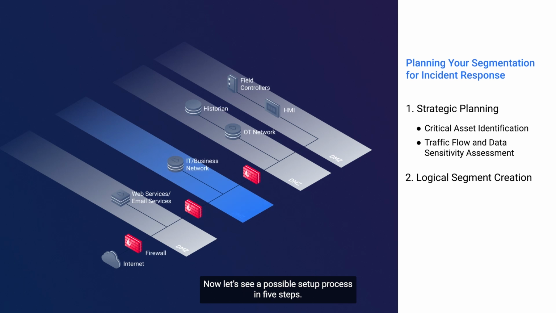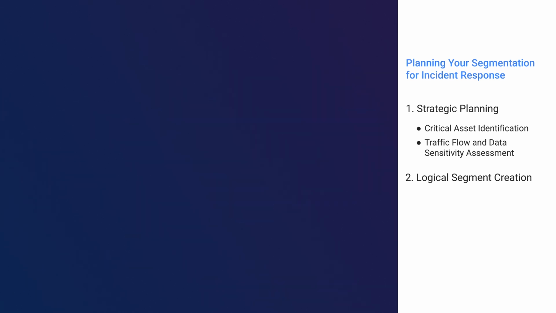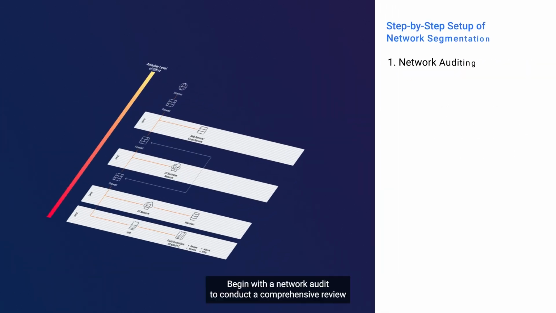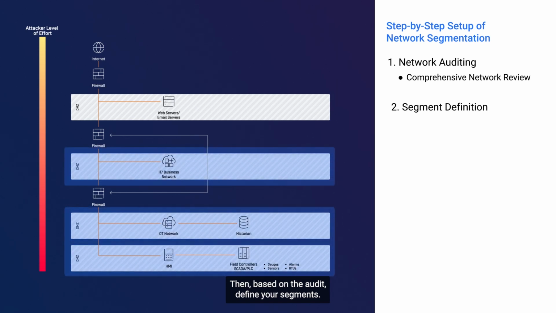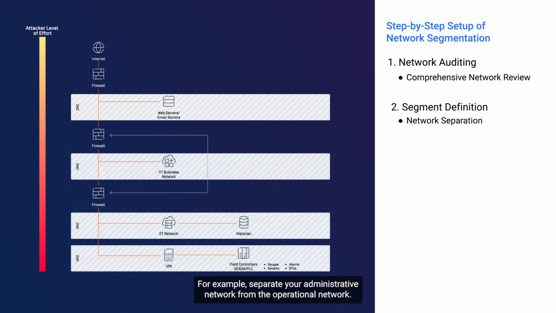Now let's see a possible setup process in 5 steps. Begin with a network audit to conduct a comprehensive review of your existing network and to identify all connected devices and understand their functions. Then, based on the audit, define your segments. For example, separate your administrative network from the operational network.